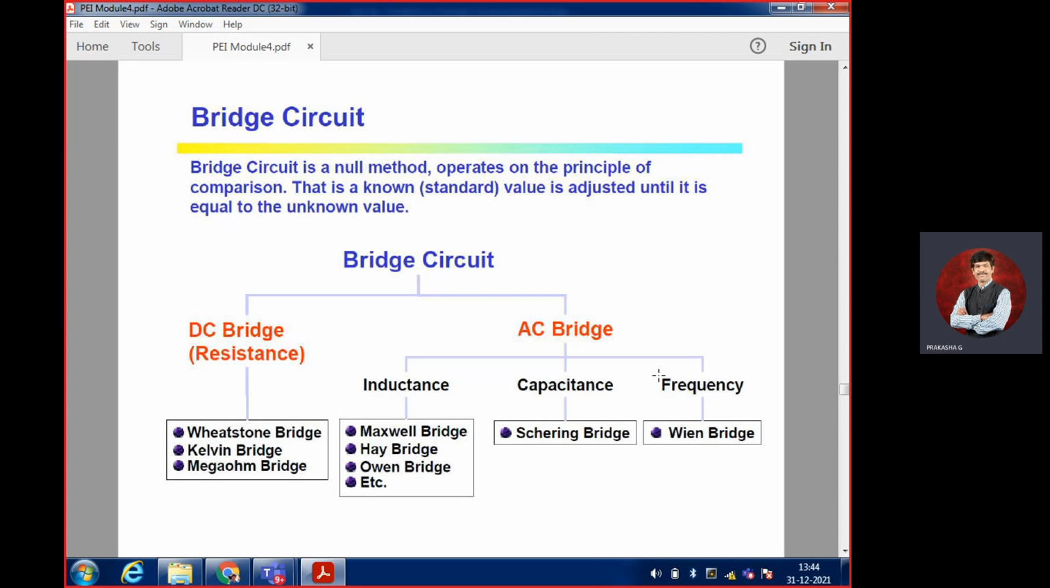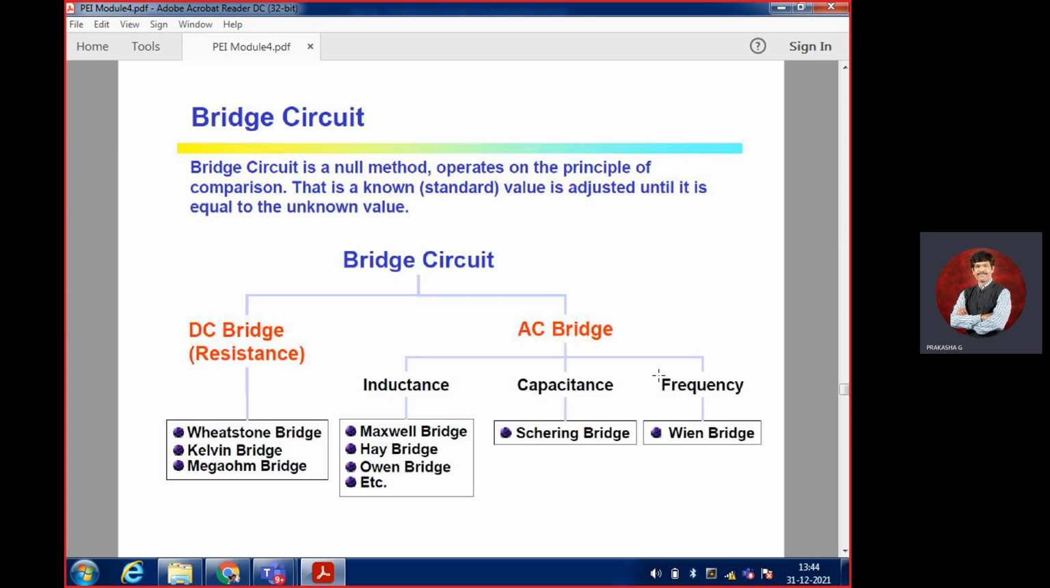The value of the elements. If the bridge is not balanced, we are not in a position to measure the elements or the value of the elements, either resistance, capacitance, or frequency, all are the same. The bridge should be balanced. It should not deflect to positive, it should not deflect to negative, it should be kept at zero. For all the four bridges we are going to discuss, the galvanometer or deflection meter should point to exactly zero.